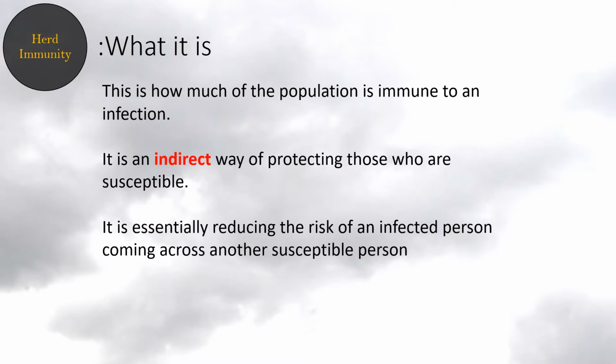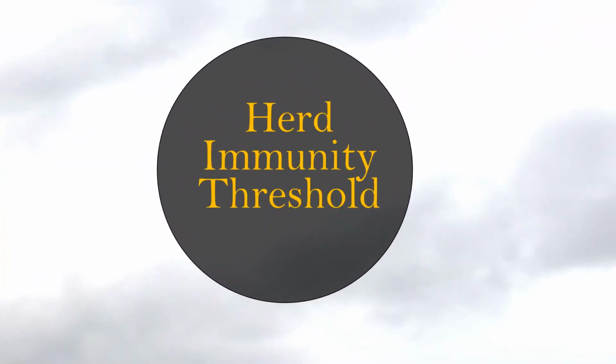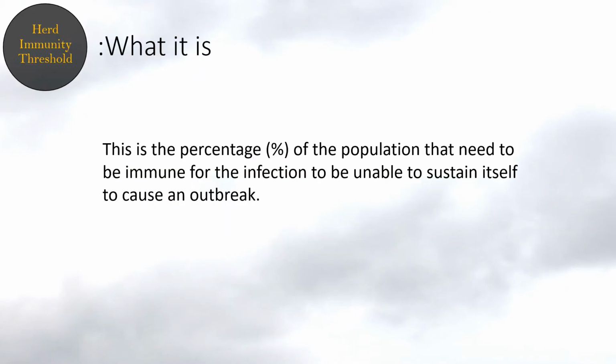And it is a way in which, for herd immunity, we want an R0 or R of 1 or less than 1. Right then. Herd immunity threshold. This is the percent of the population that need to be immune for the infection to be unable to sustain itself and cause an outbreak. So we want R equals 1 or less than 1. But we're trying to find out what percent of the population we need to have that immunity to cause the reduction in number of cases.